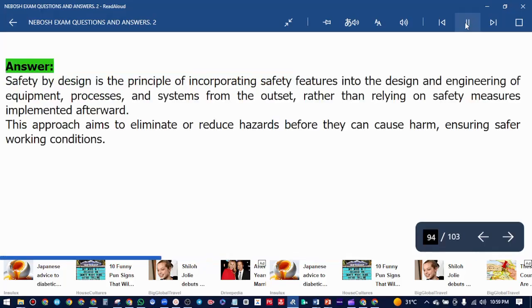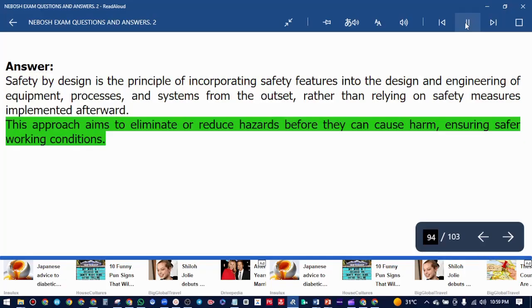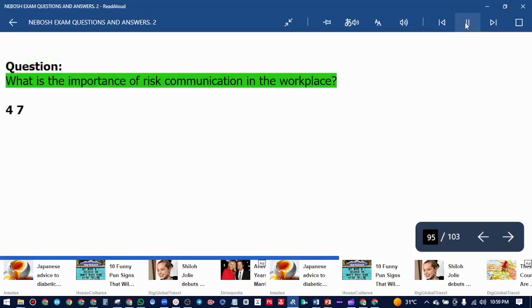46. Answer: safety by design is the principle of incorporating safety features into the design and engineering of equipment, processes, and systems from the outset, rather than relying on safety measures implemented afterward. This approach aims to eliminate or reduce hazards before they can cause harm, ensuring safer working conditions. Question: what is the importance of risk communication in the workplace?